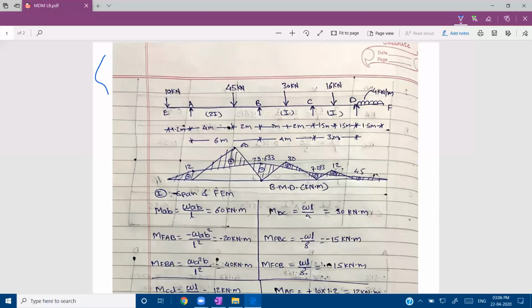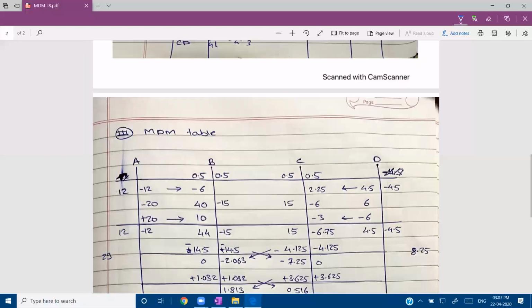This is our problem for today's lecture. What we can do here, this calculation of span moments and fixed end moments, as well as calculation of distribution factor, I am going to demonstrate using this PDF file, and the part of the MDM table that we are going to see.